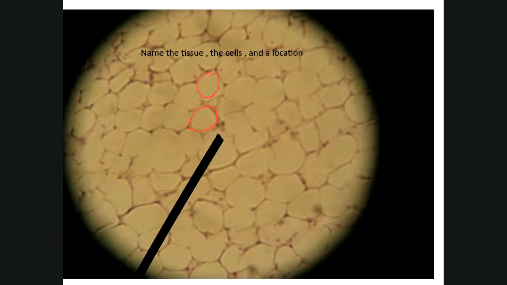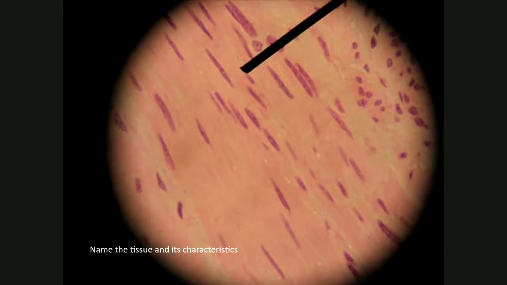The cells are going to be adipocytes. Location will be the buttocks, breasts, abdominal cavity, etc. And function is protection, storage of fat, energy, insulation, etc. All right, so those are two tissues. This one right here. Okay, let's take a look at this one.